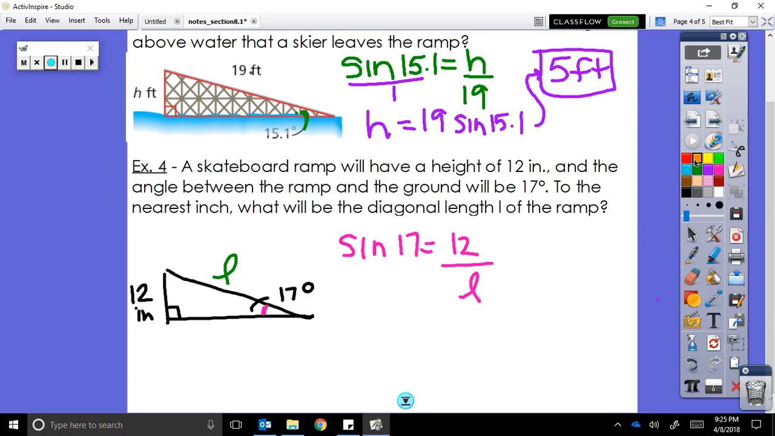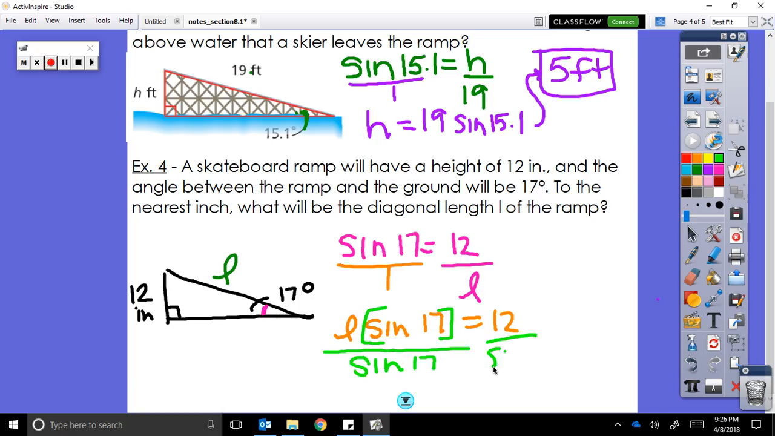Our little trick of cross multiplying looks a little bit different here. When I cross multiply, I get L sine 17 equals 12. Everybody okay with that? Now this is where something interesting occurs. This sine 17, those guys are kind of attached to each other. So I am going to divide by sine 17. Sine always has to have a number attached to it. It cannot do anything by itself. Okay? So now go to your calculator and type in 12 divided by sine 17.